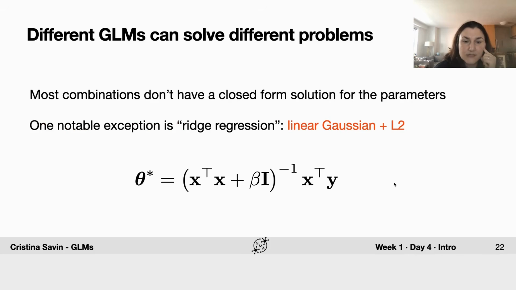Among these many models, almost all rely on numerical optimization to fit the parameters, but there is one notable exception, where the solution is available in closed form. This is known under the name of ridge regression, and it combines a linear Gaussian model with an L2 regularization. Okay, so again, we don't have time to derive the expression in detail. I wanted to note that the expression itself is very similar to that you derived for simple linear regression, with this additional term in the parentheses corresponding to the regularizer.